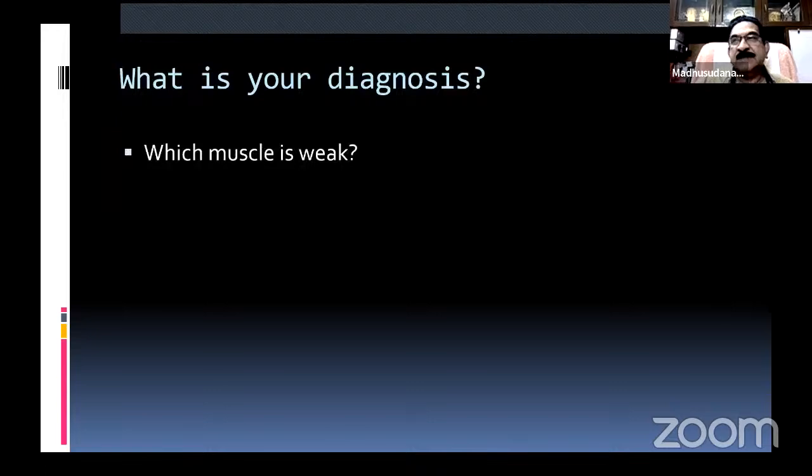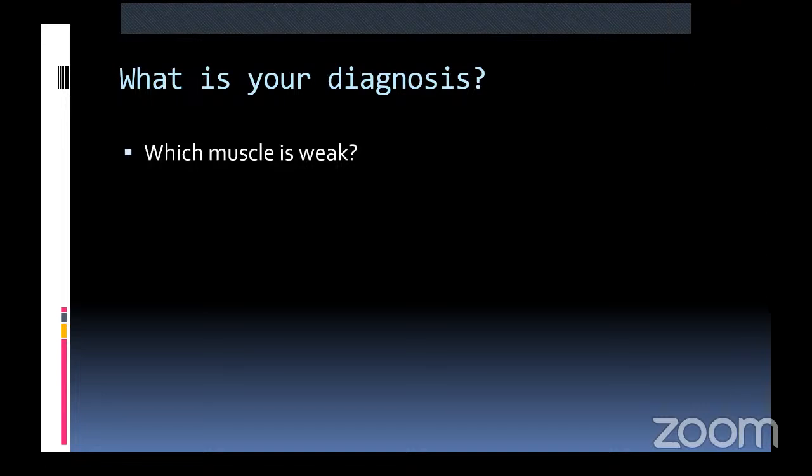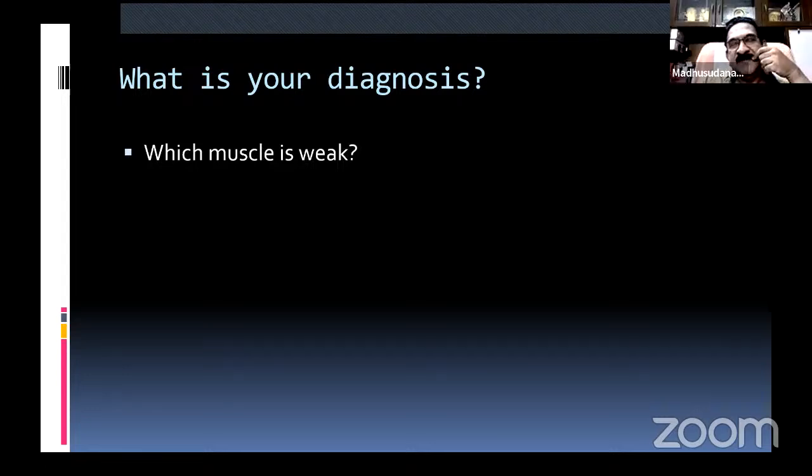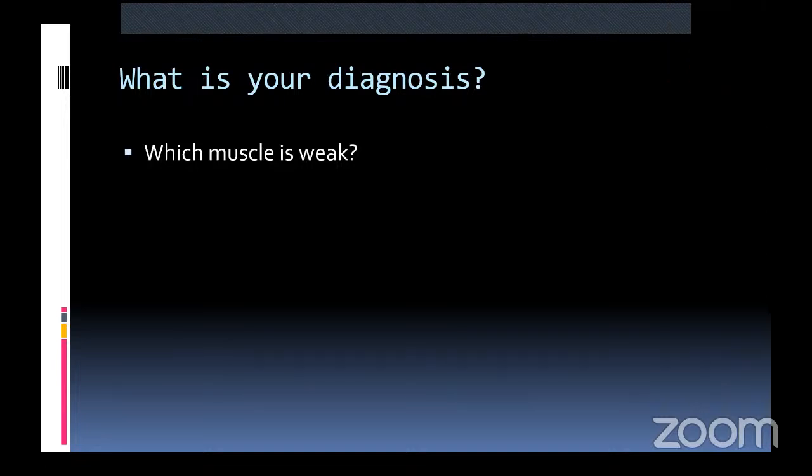Okay. Any thoughts about which muscle is weak? It's not an extraocular muscle paralysis. You want to see the video? Yeah, please. Right inferior rectus versus right superior oblique. Okay, perfect. Good. Right inferior rectus versus superior oblique. Very good. Which one would you prefer?